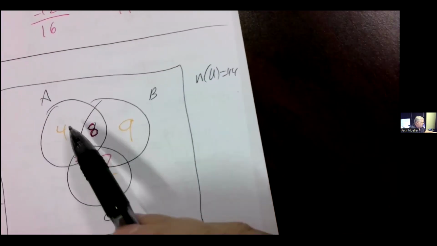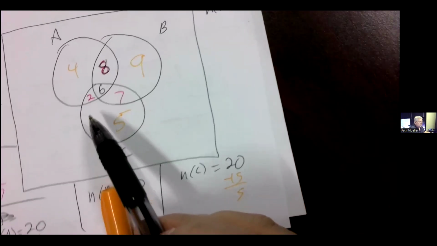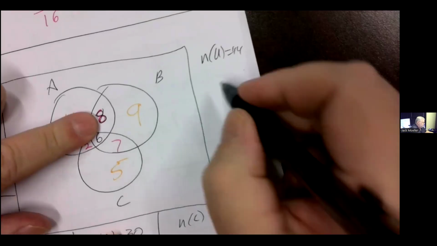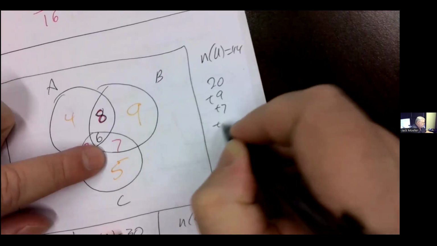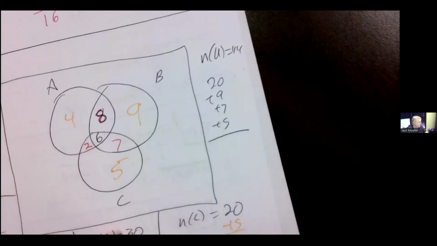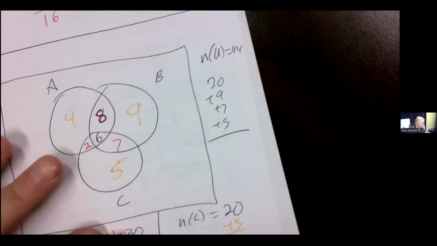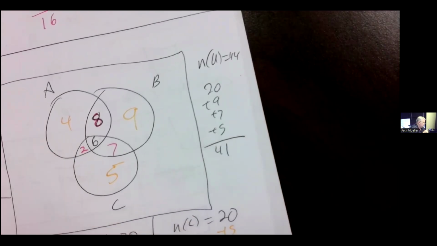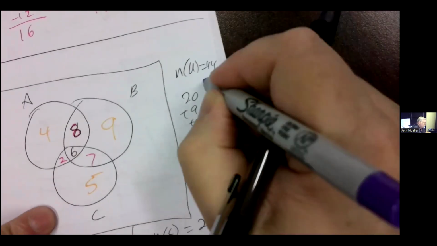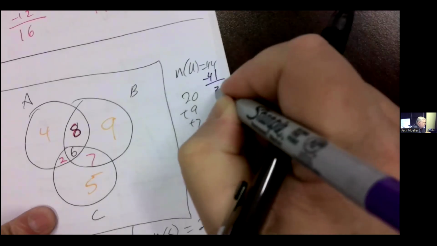Like I said, I'm going to cheat a little bit. I know A is 20. So there's 20 plus 9 plus 7 plus 5. So what does that give us? So that's 41. So then to get the number on the outside, not any of them, 44 minus 41 gives us 3.